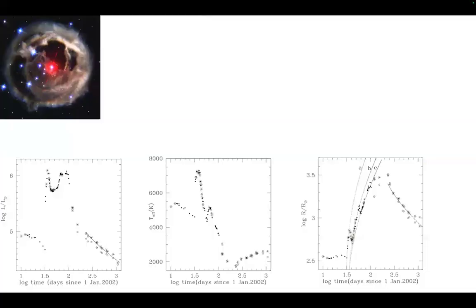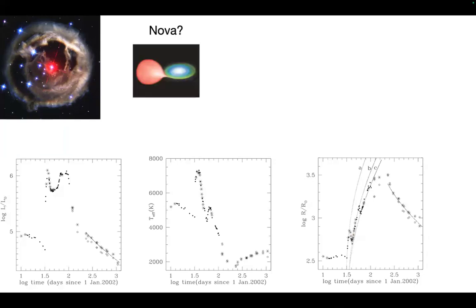So at the time, there was a lot of debate and discussion as to what this event was, what caused this eruption. Various scenarios were proposed. One of them was that of a classical nova. So a nova is a binary system where you have an evolved star and a compact object, a white dwarf. And there's accretion of material onto the white dwarf, and that causes eruptions, and the white dwarf brightens by many orders of magnitude.